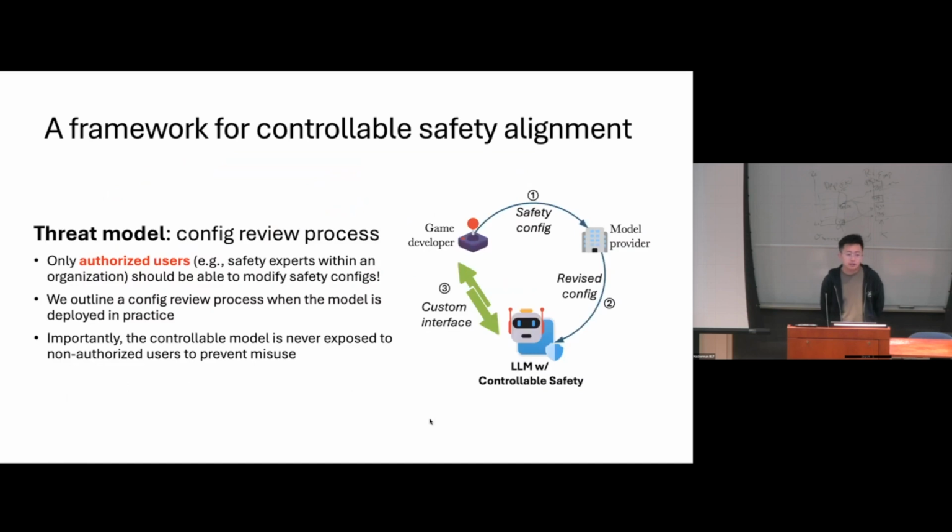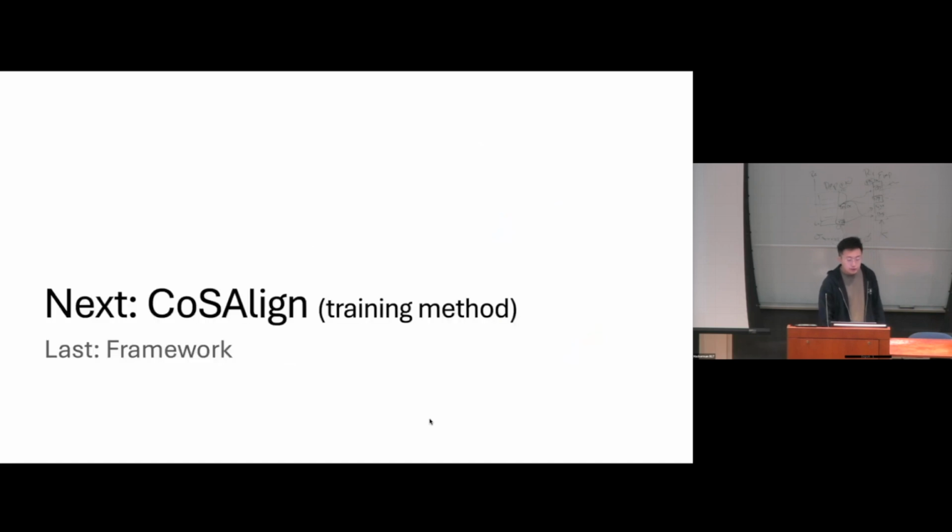This is because if the model can just follow safety guidelines in the configs, it is potentially dangerous, because you can just put in a config that says allow all kinds of risky contents, and it will essentially become a model without safety alignment. So we expect to use this in practice with a threat model of a config review process where, for example, a user organization first proposes a config to the model provider, and the provider can make necessary revisions and only use the revised config in the controllable model. It will only return the model that is adapted with the relevant safety configs to the user. And specifically, only certain authorized users can have the privilege to modify the safety configs. So that's it for the framework part.